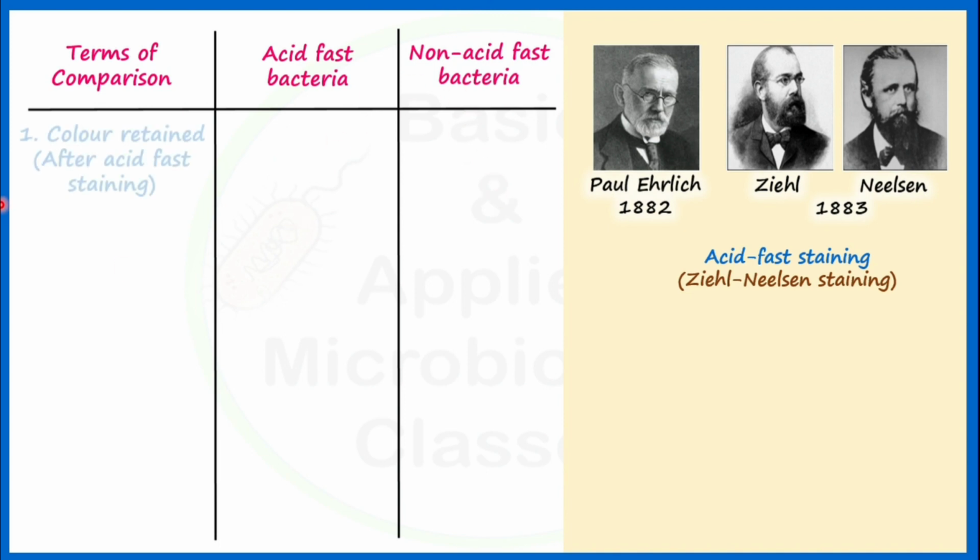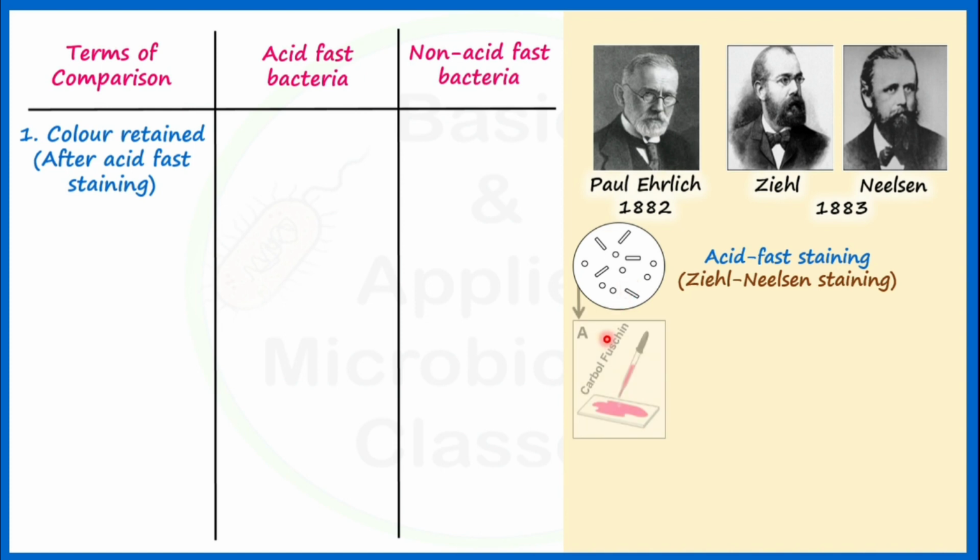So let's see the first point of difference, color retained. What kind of color is retained by acid fast and non-acid fast bacteria after acid fast staining? Let's understand this with the help of a pictorial presentation. Suppose here we have taken a bacterial culture of unknown bacteria, and after preparing a smear of these bacteria on a glass slide, when we perform acid fast staining, we first add a primary stain to this bacterial smear, what we call carbol fuchsin. After addition of carbol fuchsin, what kind of results do we expect? Like this, that all bacteria present in the sample will take the color of this dye.